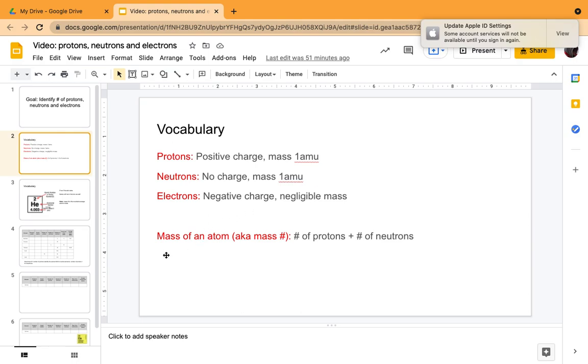The mass of an atom, sometimes abbreviated as mass number, is the number of protons plus neutrons, right? So those are the two massive subparticles. So when we talk about mass number, we only consider the mass of those two subparticles.